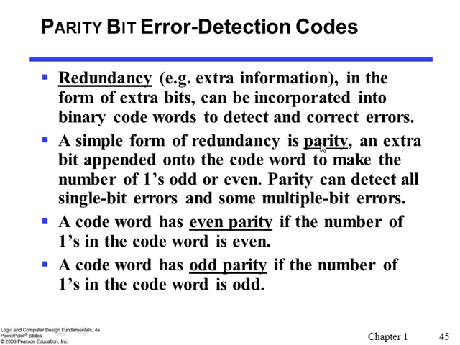Parity is a simple form of redundancy, which means an extra bit appended onto the code word to make the number of ones odd or even. So parity can detect single bit errors. What it means is as follows. You have two choices of parity, even parity or odd parity.